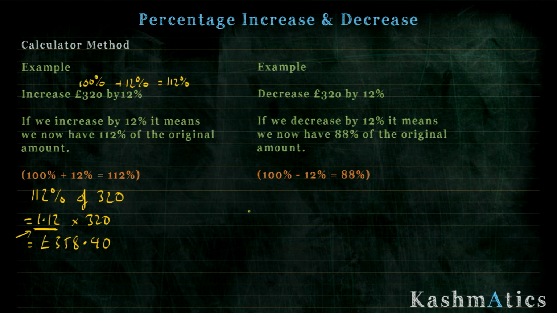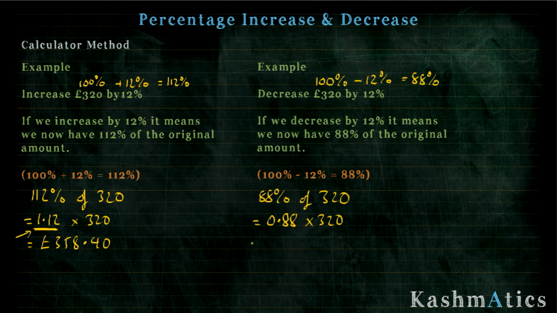Now let's have a look at the second example where we're decreasing by 12%. So just as before, the original amount is 100%, but this time we're taking away 12% to leave us with 88%. So what we need to do is work out what 88% of 320 is. Okay, so this would be 0.88, okay, not 0.12. Remember, it's the percentage that we're left with that we need to consider. So 0.88 times 320, which gives us £281.60. So the main thing is to work out what your multiplier is, and in this case it was 0.88.